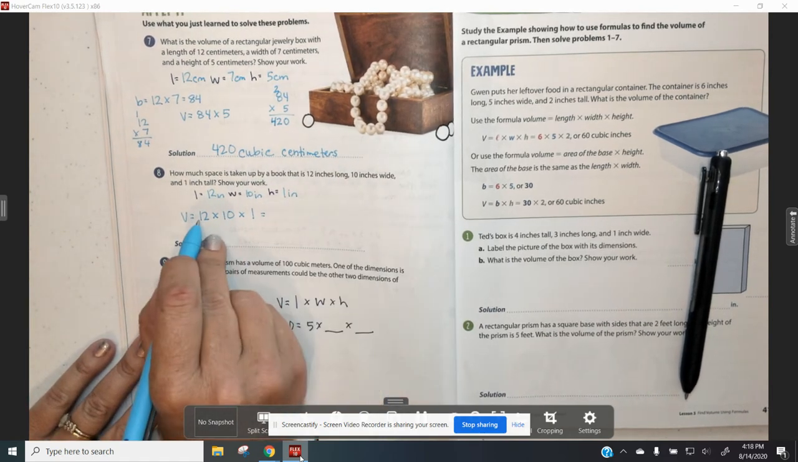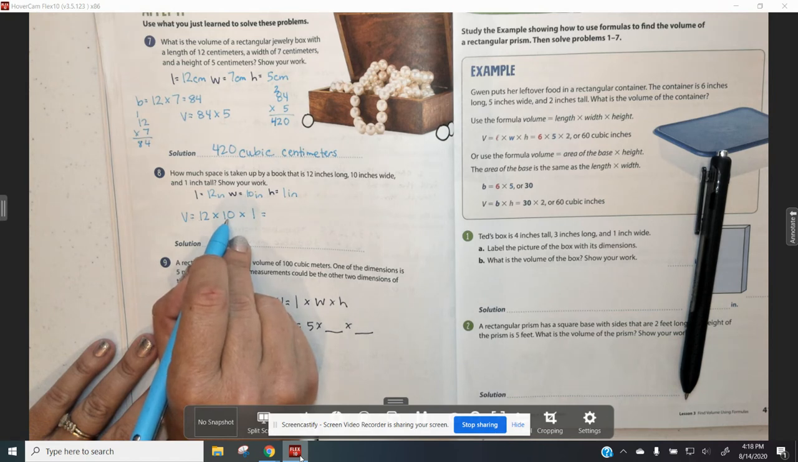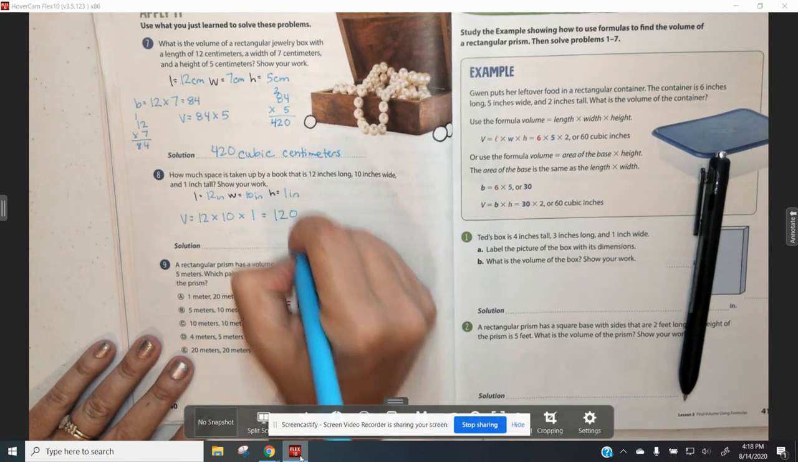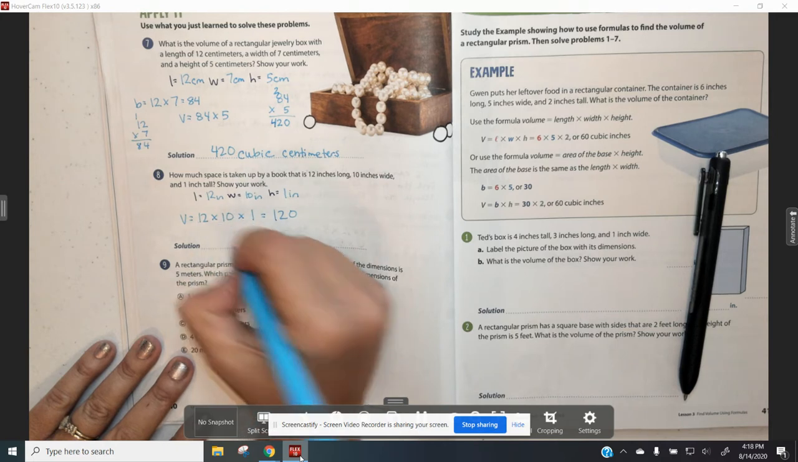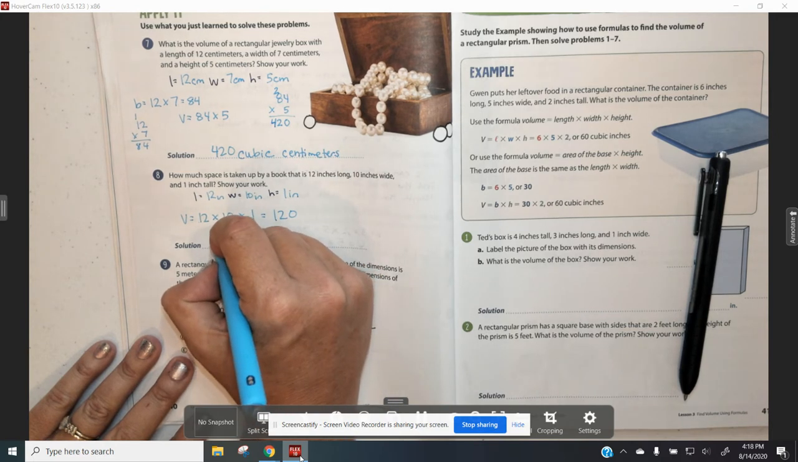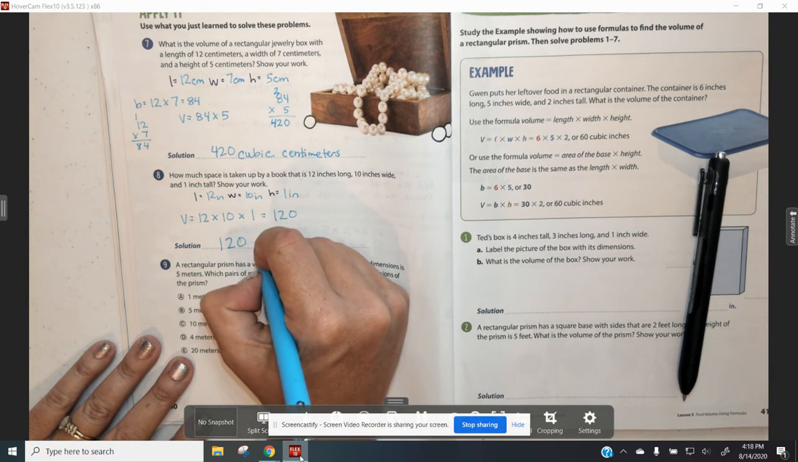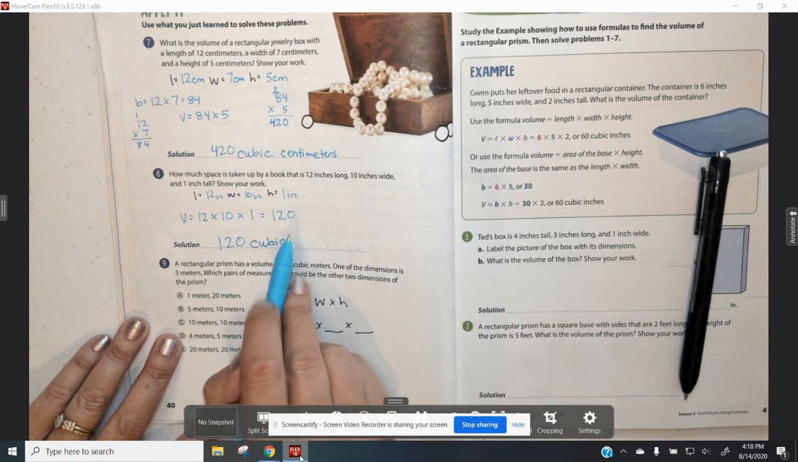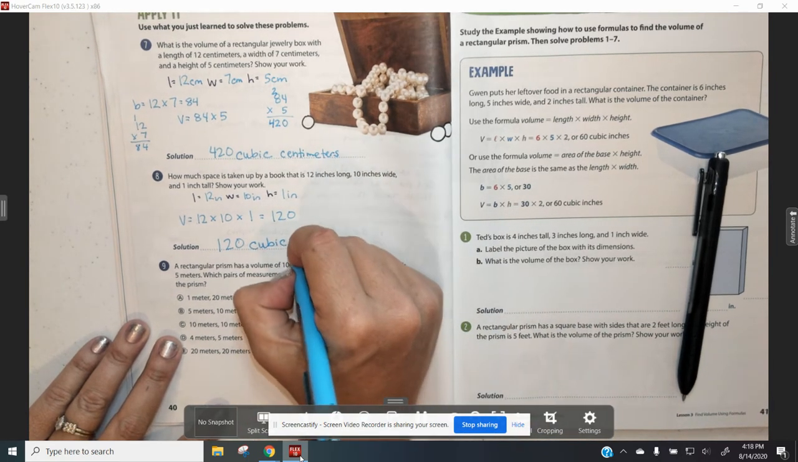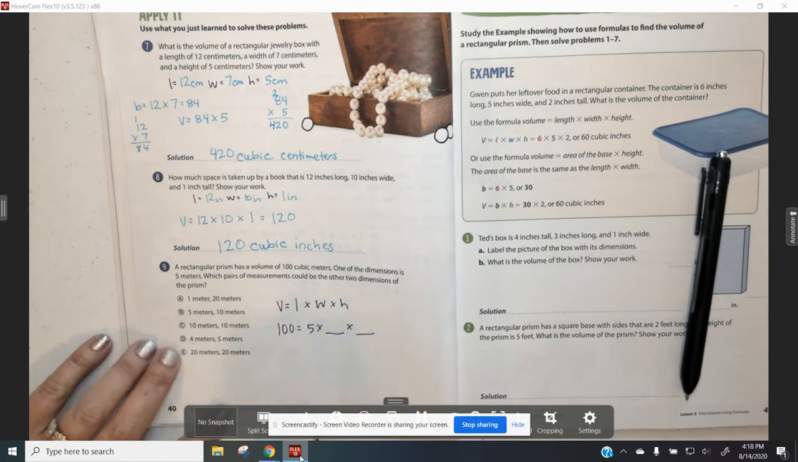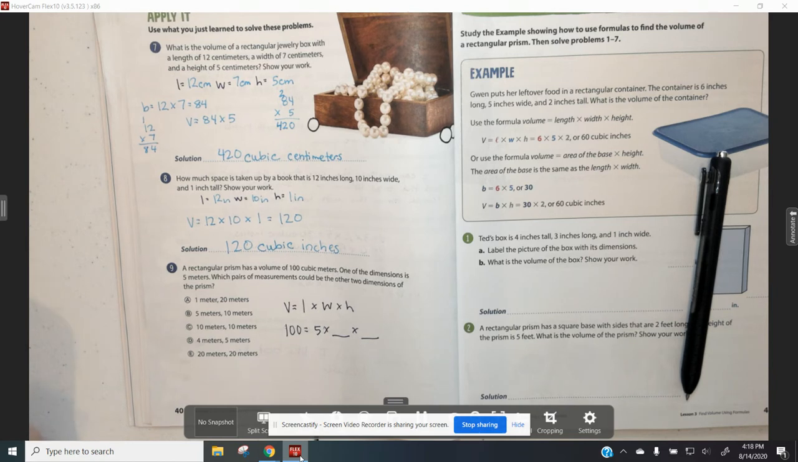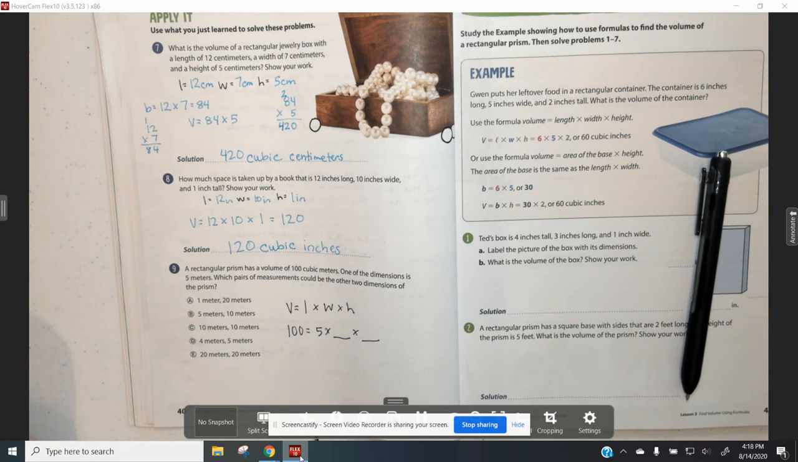So 12 times 10 is 120. 120 times 1 is 120. So our solution, or our answer, is the volume is equal to 120. We're talking about volume, so cubic. And then in this case, what's the unit? Inches. Is that what you got? If not, go ahead and erase your answer and fix it and try to see where you made your mistake.